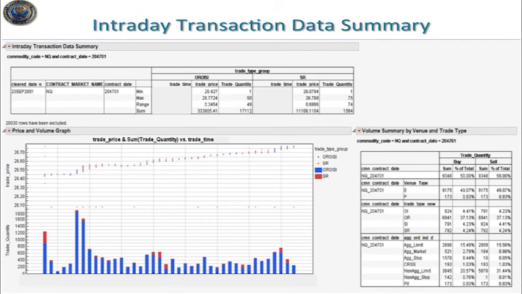Here we have another aspect of the same tool. The main purpose of this part of the tool is to see summary statistics of the different order types, or an intraday transaction data summary.